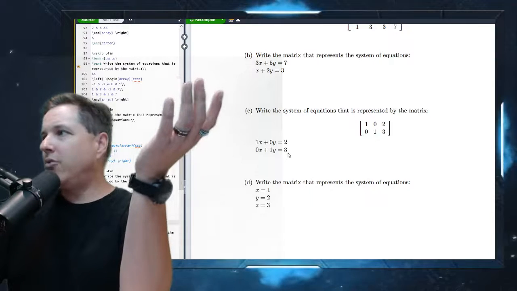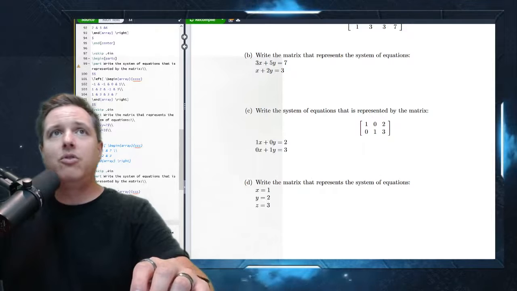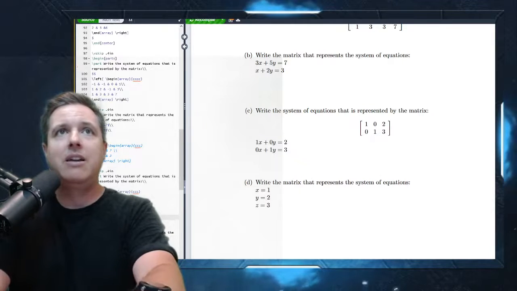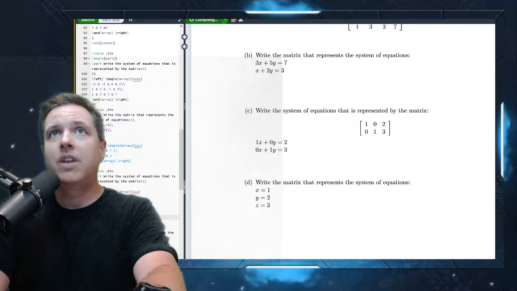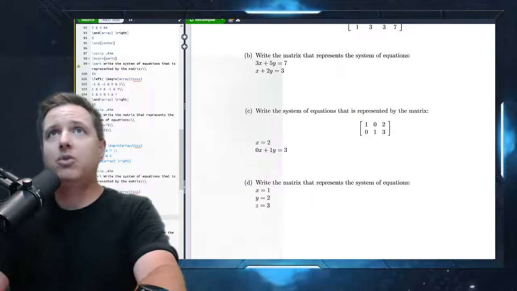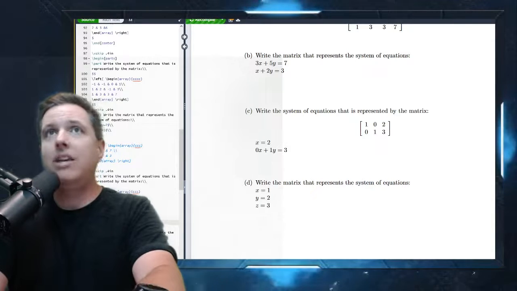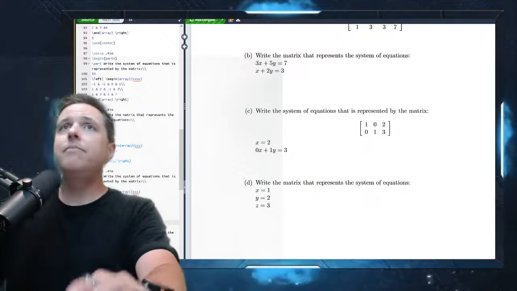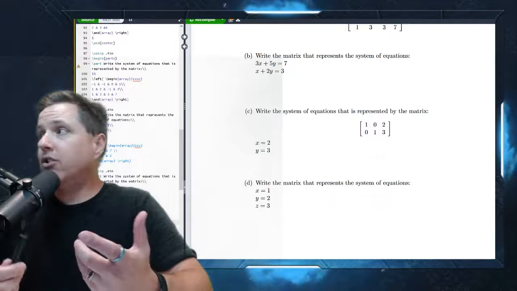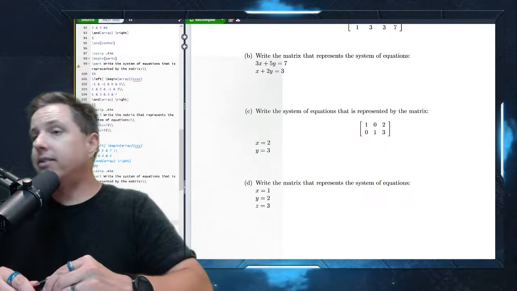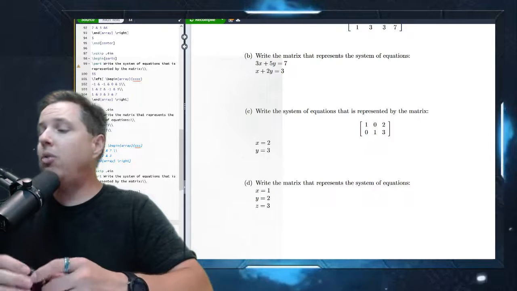But of course, we don't usually write equations that way. If I have 1x plus 0y equals 2, I'm probably just going to write that as x equals 2. And the second equation, 0x plus 1y equals 3, we would write as y equals 3. Which effectively means we have our solution, right? x is equal to 2 and y is equal to 3. We're done. You just solved that system of equations.